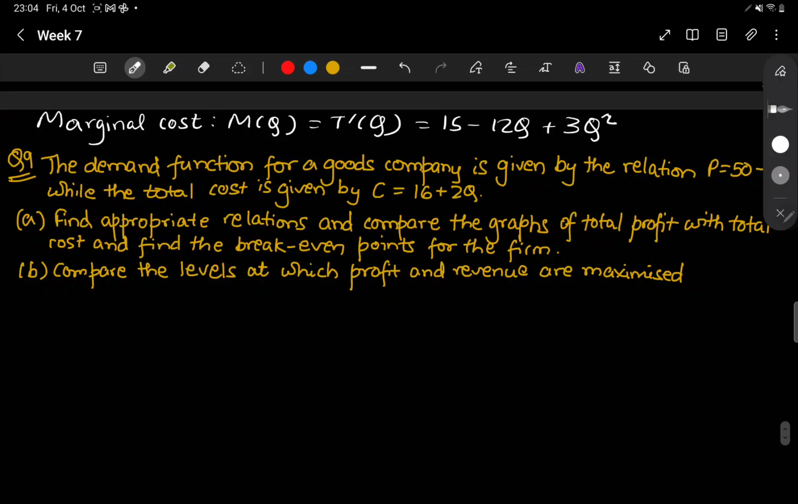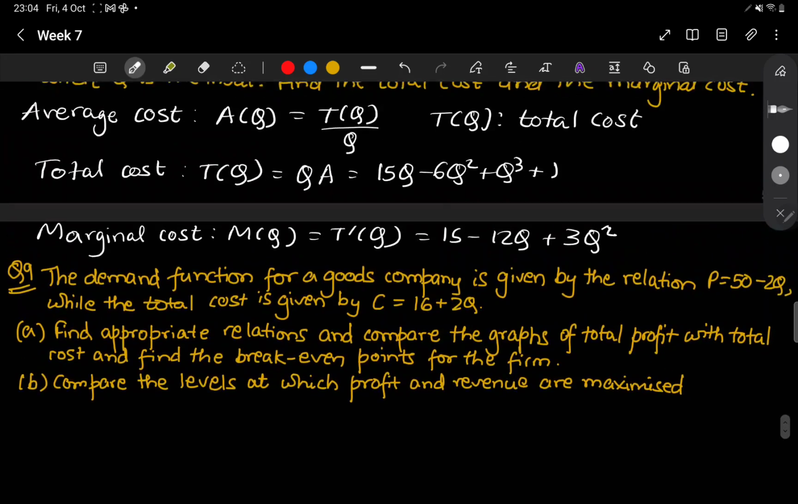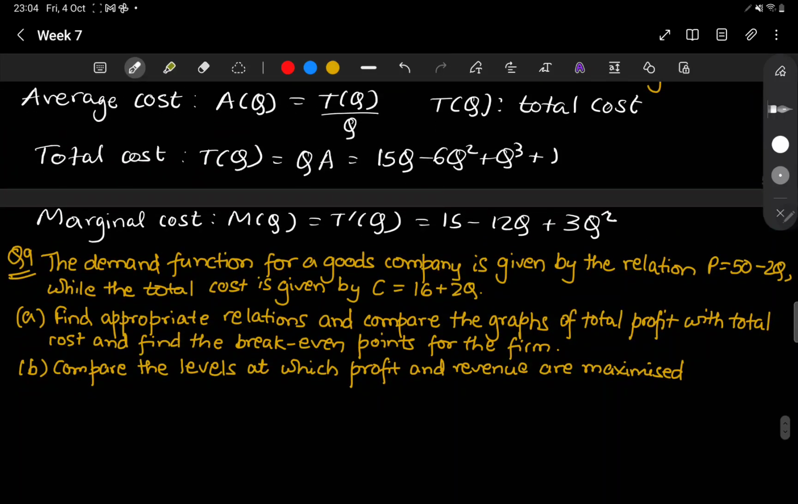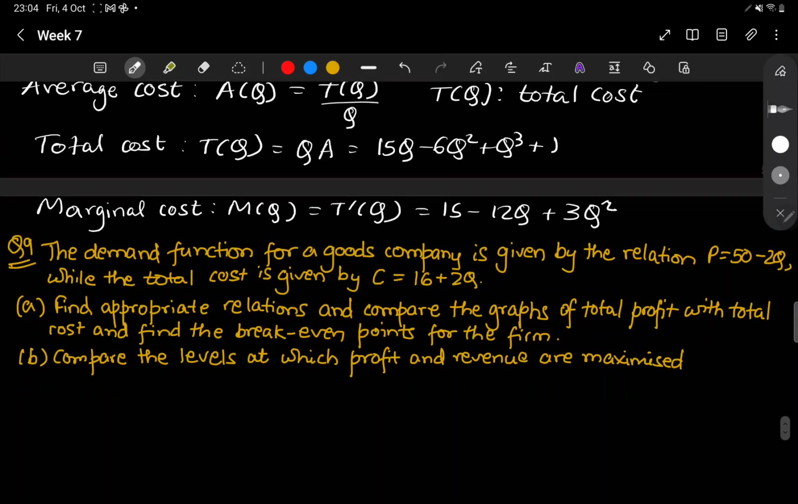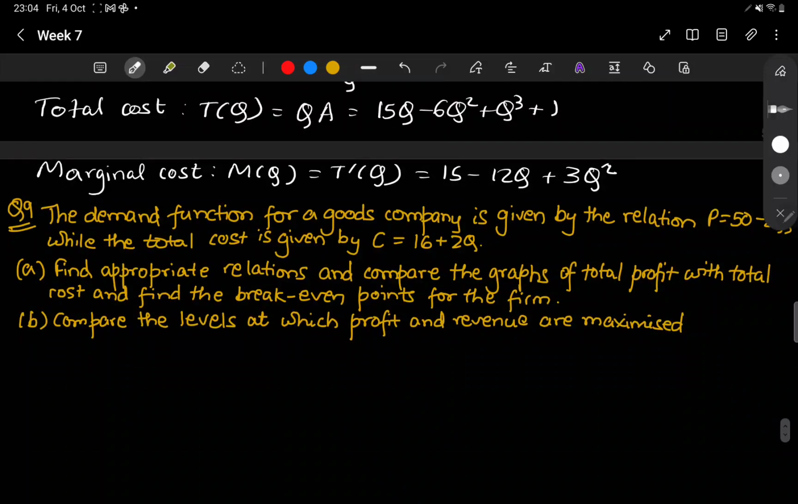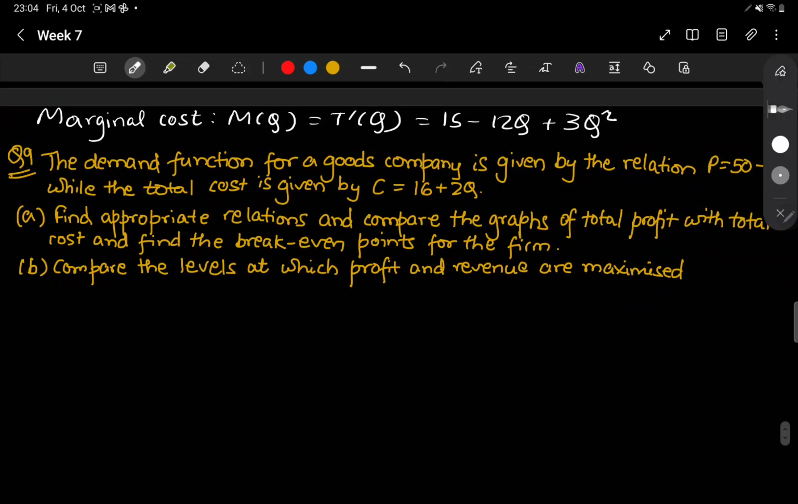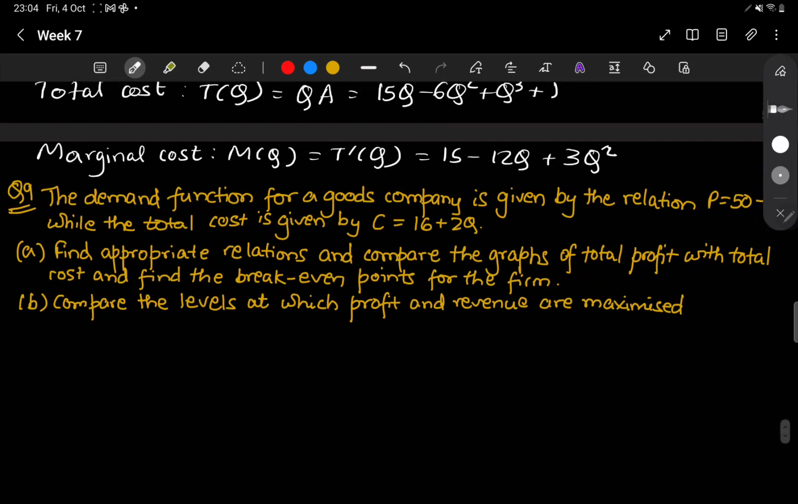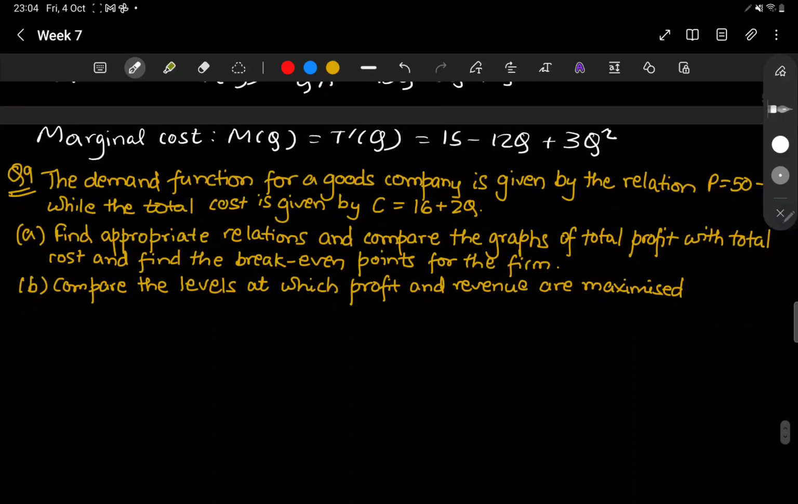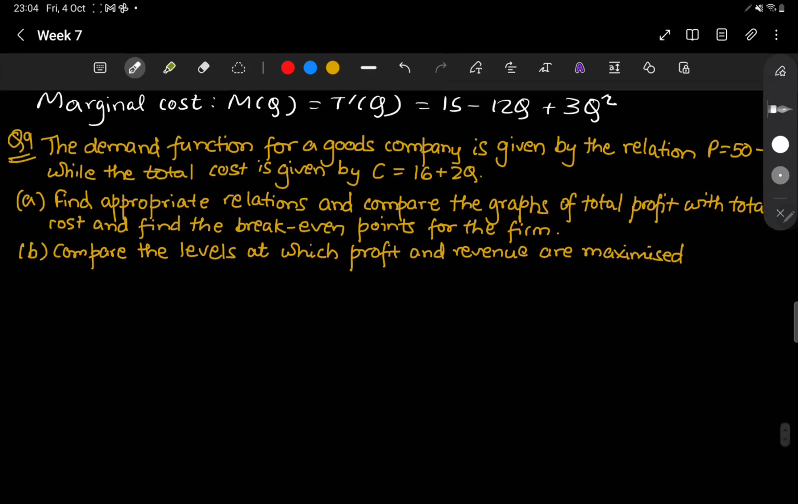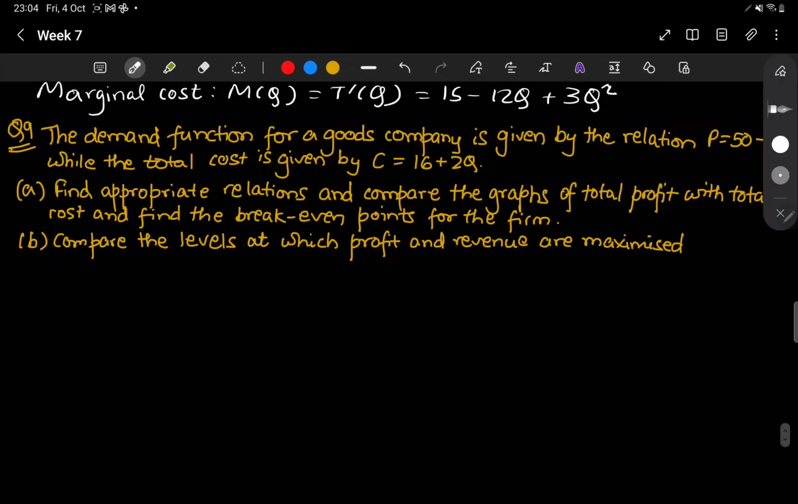Now the ninth question. The demand function for a goods company is given by the relation P equals 50 minus 2Q, while the total cost is given by C equals 16 plus 2Q. There are two parts to this question. So first part is find appropriate relations and compare the graphs of total profit with total cost and find the break-even points for the firm. And part B is compare the levels at which profit and revenue are maximized.